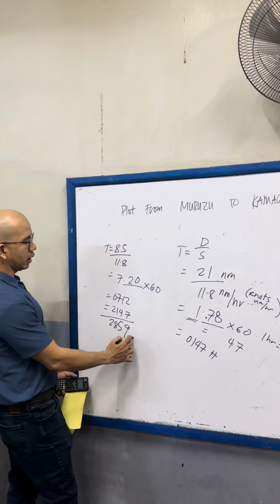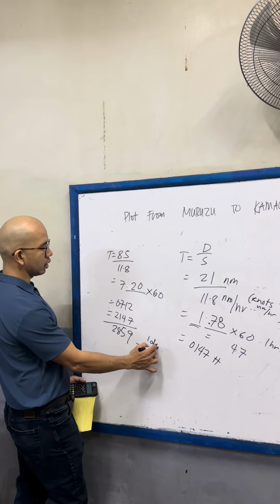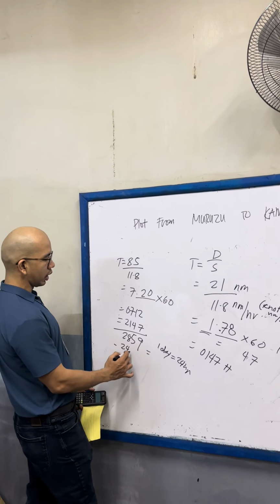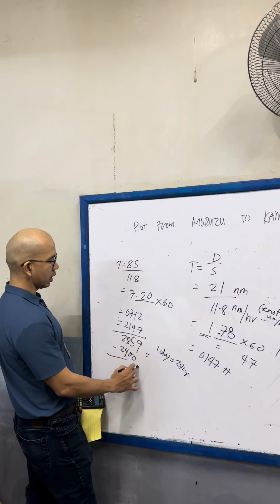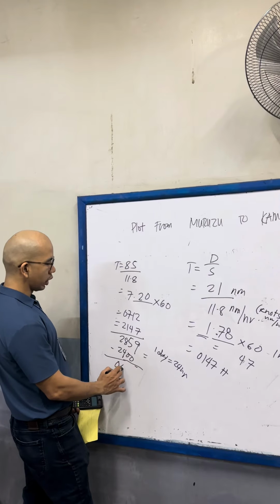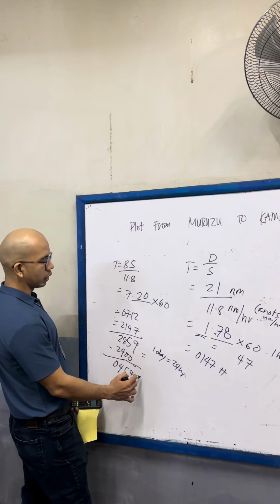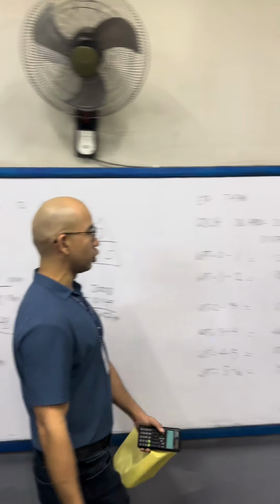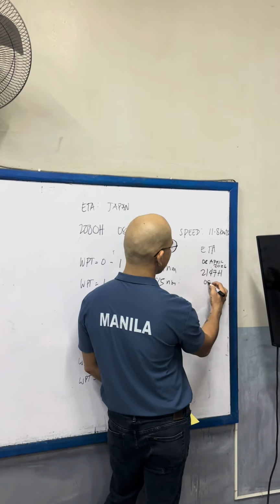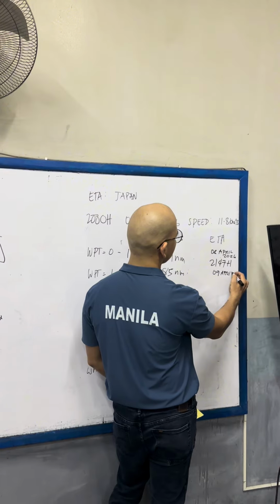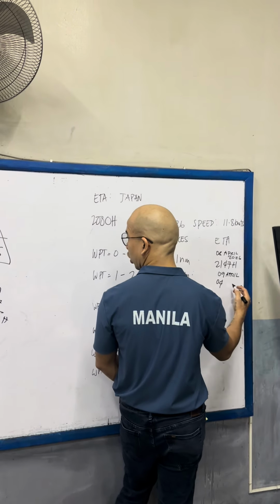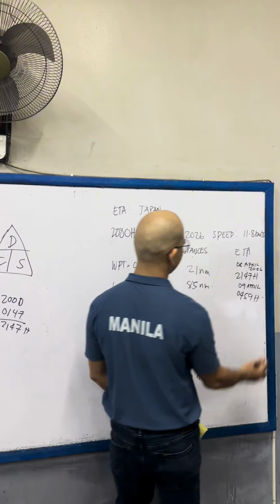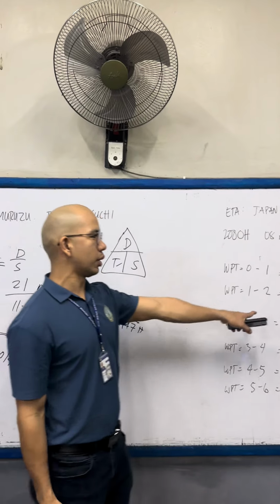2147 plus 0712 is 29:59. One day is equal to 24 hours, so minus 24 hours, what remains is 04:59. But we add 1 day. So our ETA at the next waypoint is 09 April, 04:59 hours. That is waypoint 2.